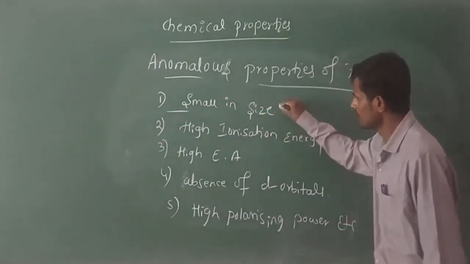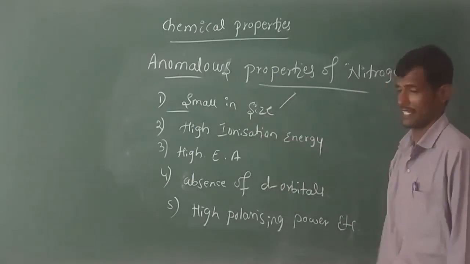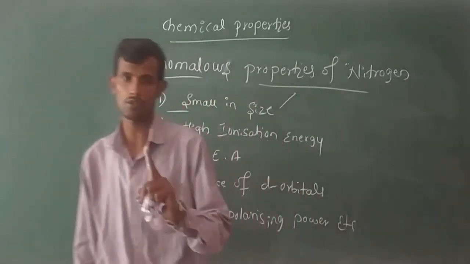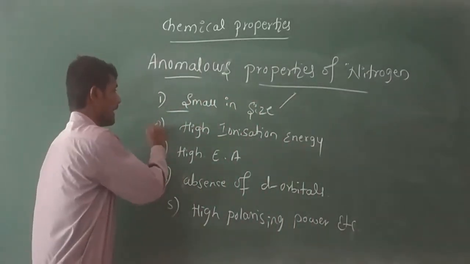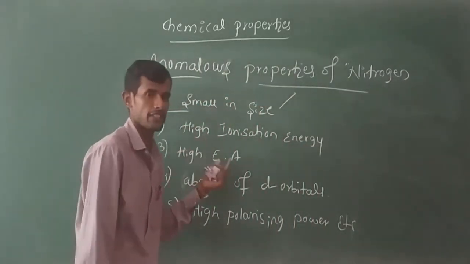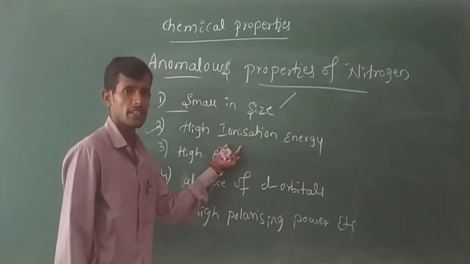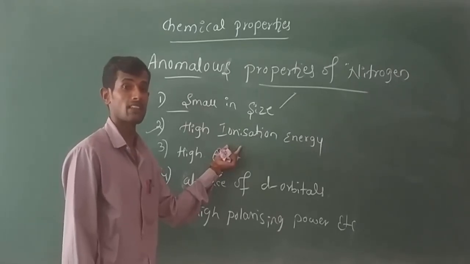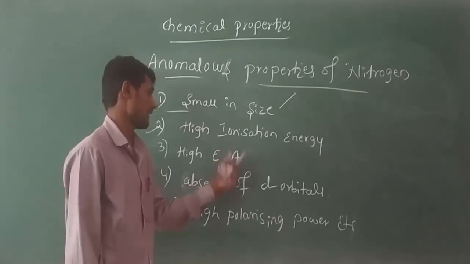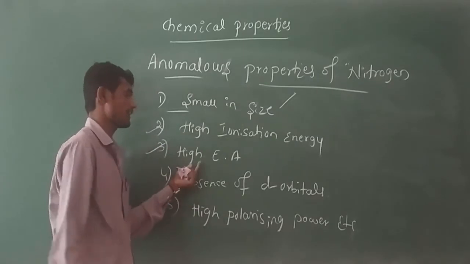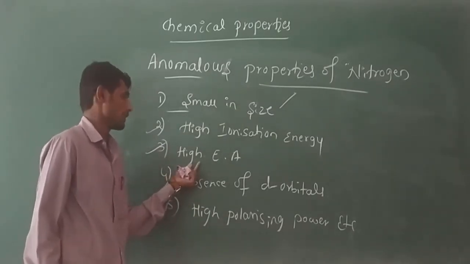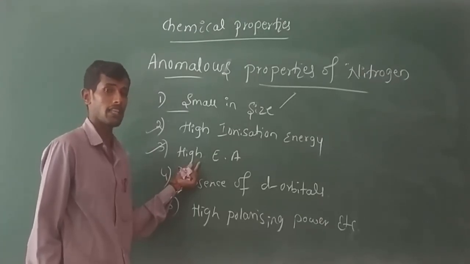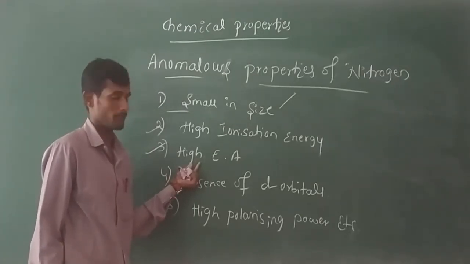Let's come here. Nitrogen is small in size compared to the other elements present in the 15th group, and it has high ionization energy. Ionization energy is the amount of energy required to remove an outermost electron of an isolated gaseous atom. High electron affinity is the amount of energy released when an electron is added to the outermost shell of an isolated gaseous atom.